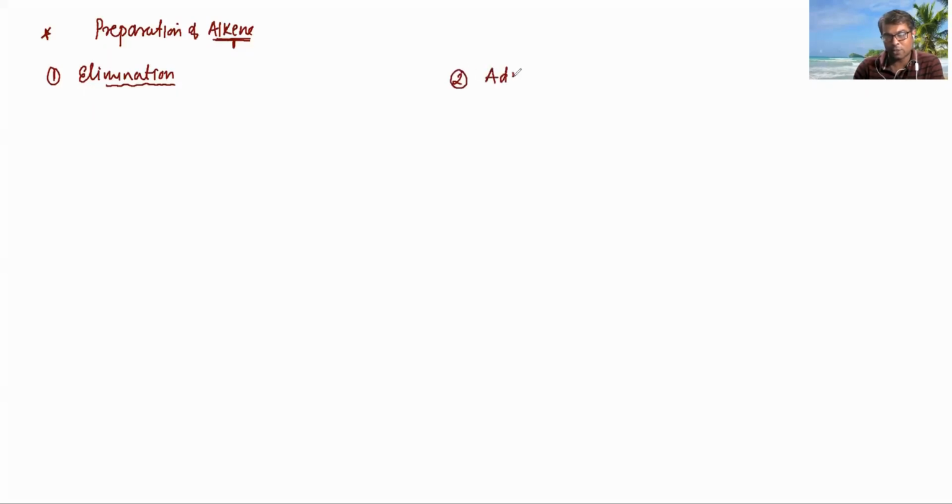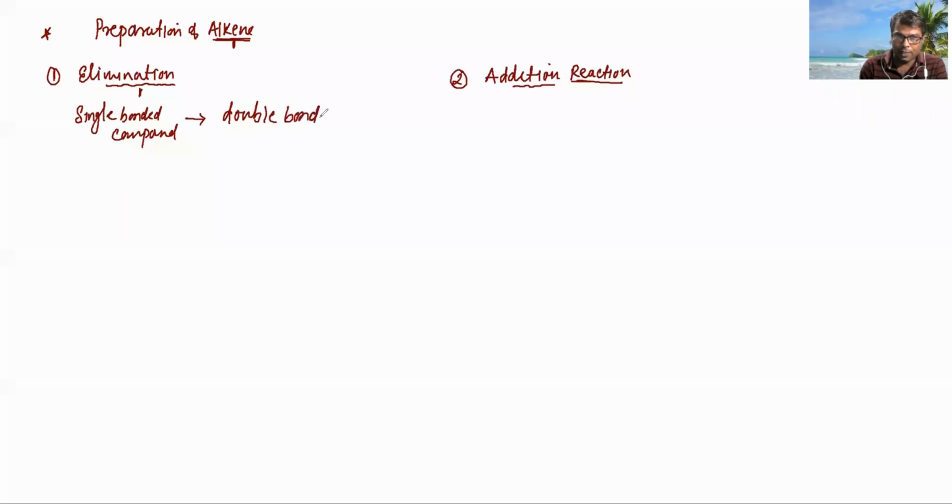In these addition reactions, triple bonded compounds are converted into double bonded compounds by using selective reduction. The main reaction is elimination. In these reactions, single bonded compounds are converted into double bonded compounds. That is the main feature of elimination reactions.